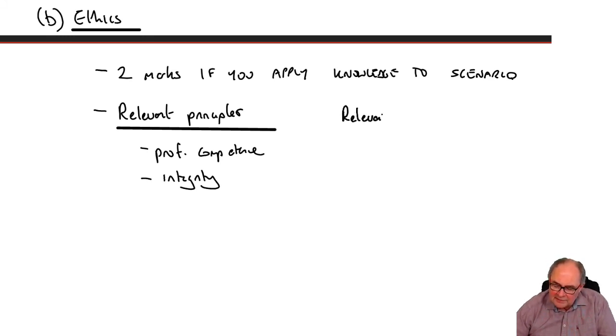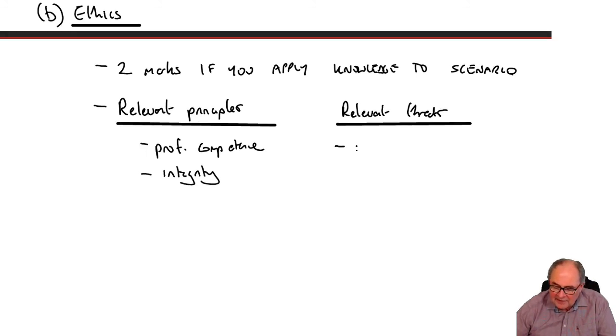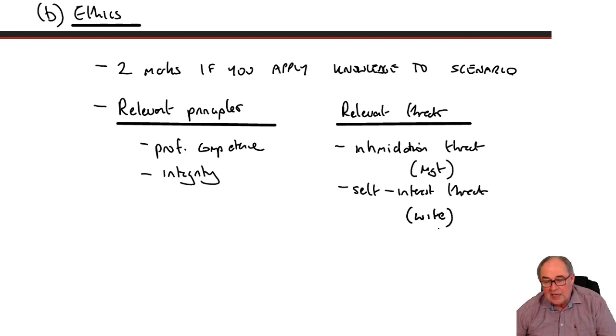In terms of relevant threats, he is unquestionably being intimidated by management. So again, there's definitely an intimidation threat. That's coming downstairs, isn't it, from management? You might even say there's a self-interest threat, because he wants to please his wife, as you would.